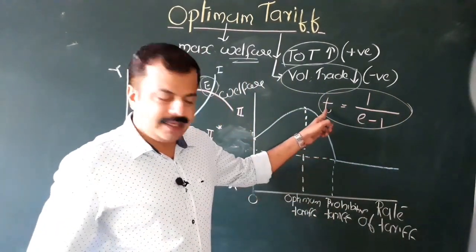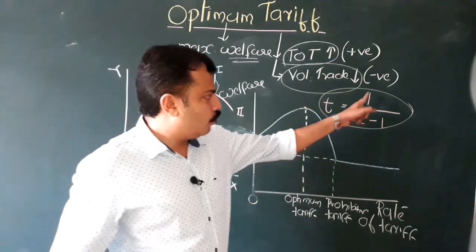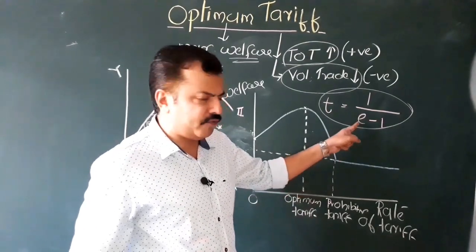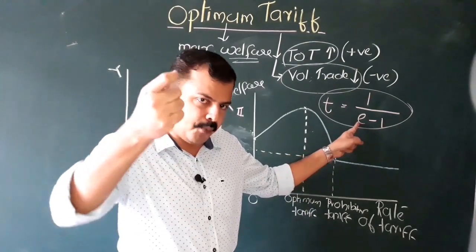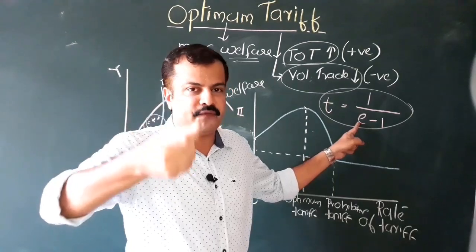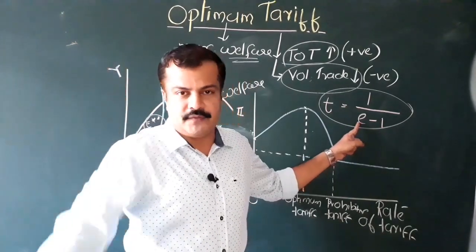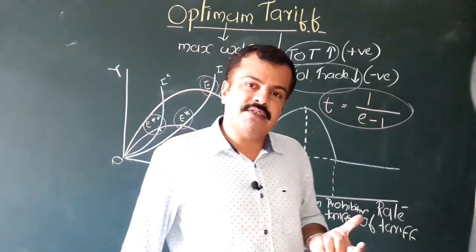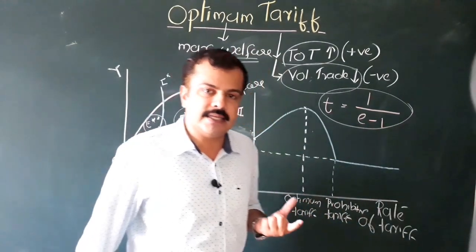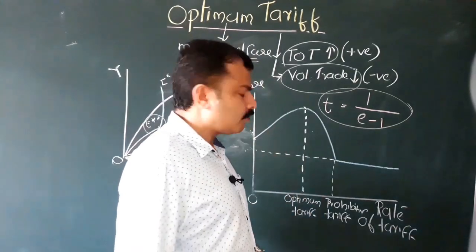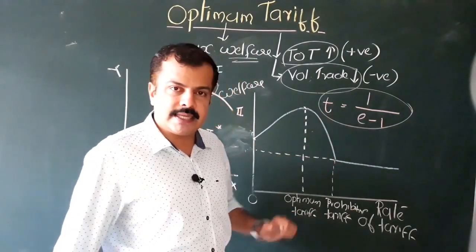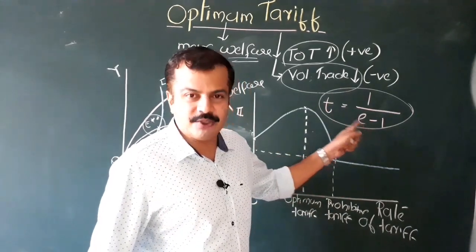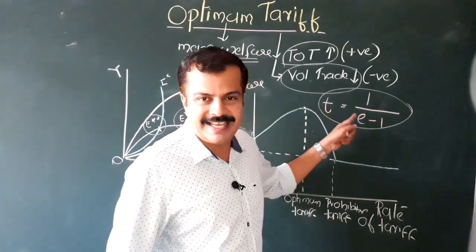Well, t is the optimum tariff, 1 by E minus 1. E is the elasticity coefficient. To be more precise, it is the point elasticity coefficient of the foreign countries' offer curve, or our trade partners' offer curve. Now, as this equation says, there is an inverse relationship between t and E.